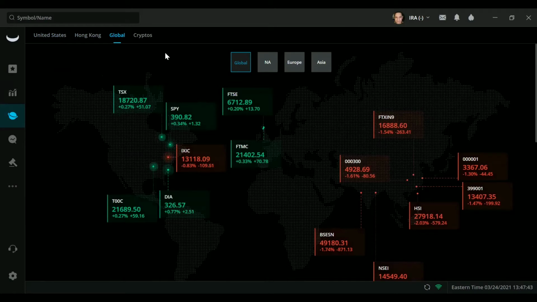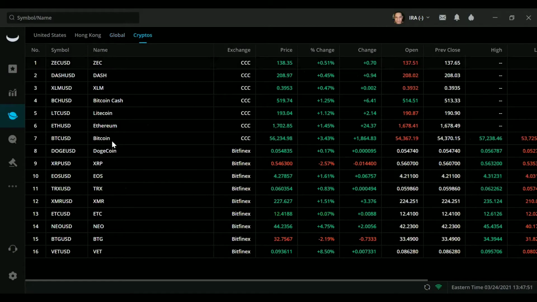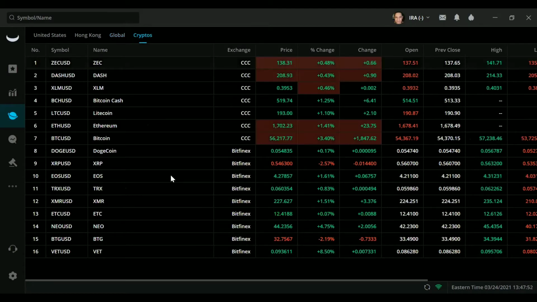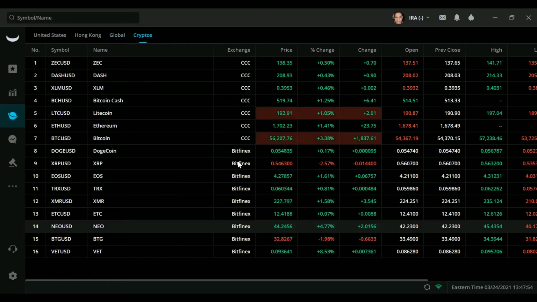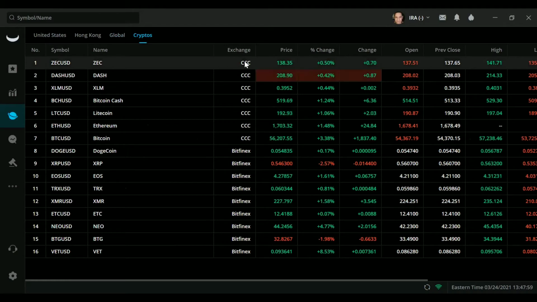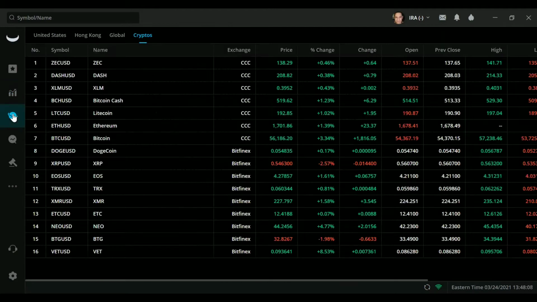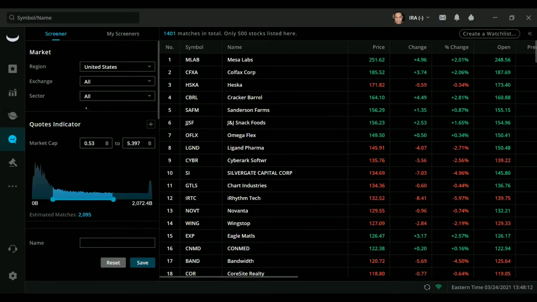Unless you're trading forex or in other currencies, you're not going to be able to get much more information. And this is crypto. These are the top 16 cryptos. I don't think you can trade all of these, but these are in Bitfinex and these are in CCC. I don't know what exchange they are or how they're traded or anything like that. However, they are available here. So that is the markets. Now this is the screener. This is where you can search for stocks.